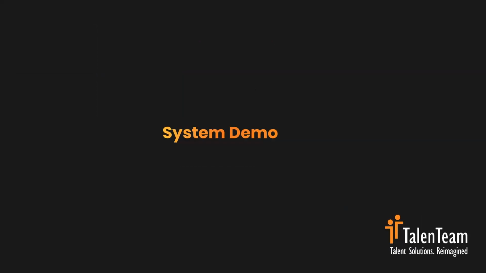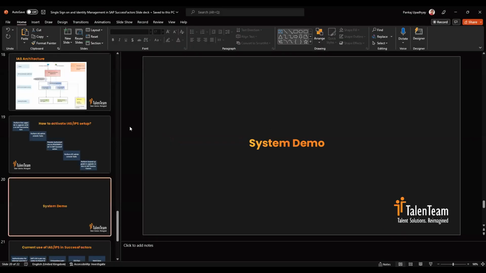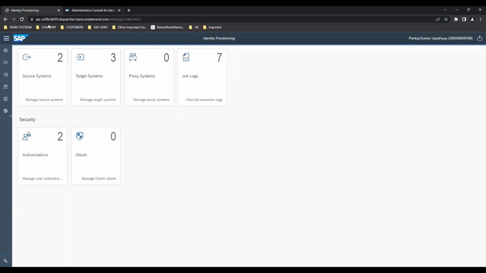Okay. So I'll do a quick system demo about IAS and IPS, just to cover the high-level bits. Right now, if you see, I'm in the IPS system. When you go to the home page of the IPS system, it has three main things that you need to be aware of. One is source system, second is target system, and third is authorization. Authorization is granted to any person who needs to be an admin of IPS, right? Otherwise, it need not be given.